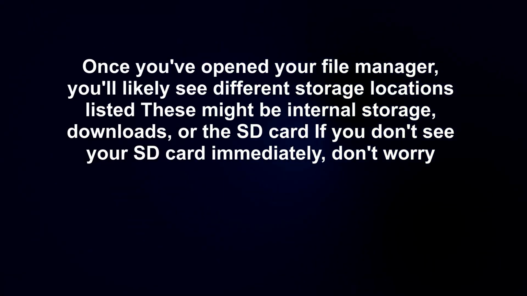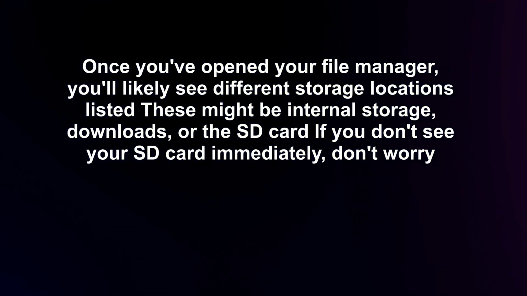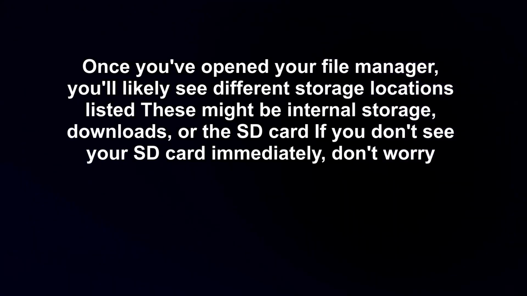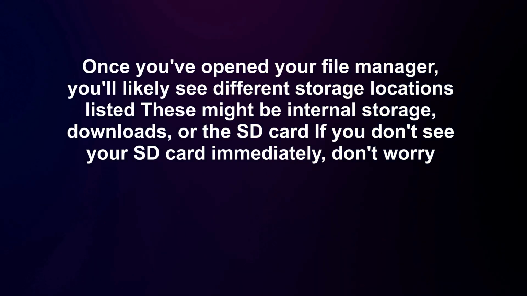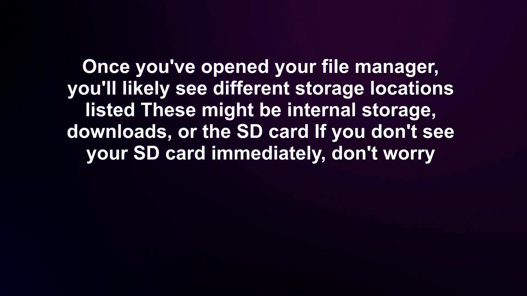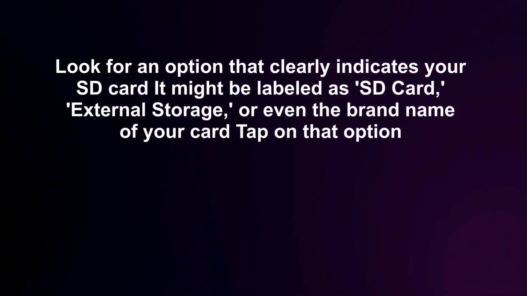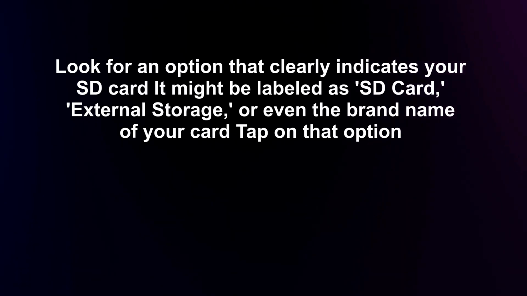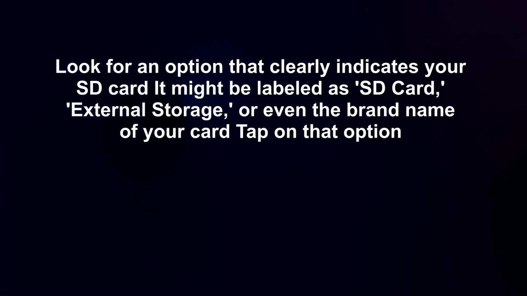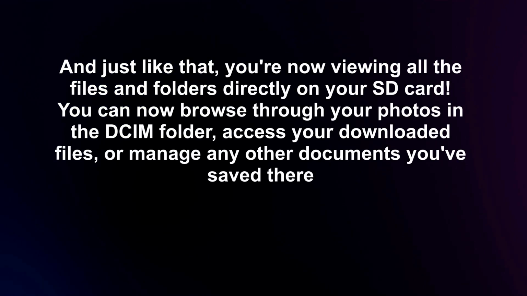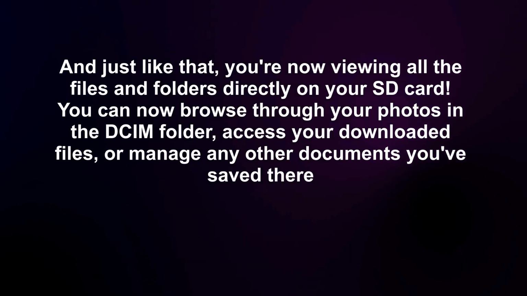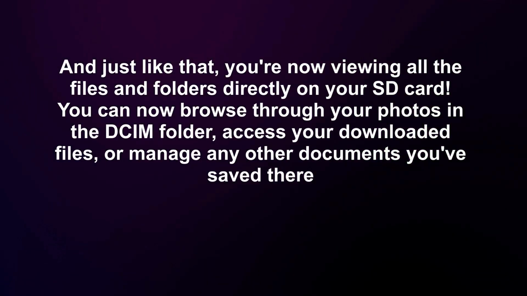Once you've opened your file manager, you'll likely see different storage locations listed. These might be internal storage, downloads, or the SD card. If you don't see your SD card immediately, don't worry. Look for an option that clearly indicates your SD card. It might be labeled as SD card, external storage, or even the brand name of your card. Tap on that option. And just like that, you're now viewing all the files and folders directly on your SD card.